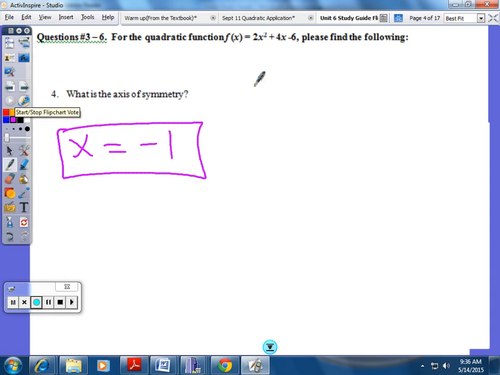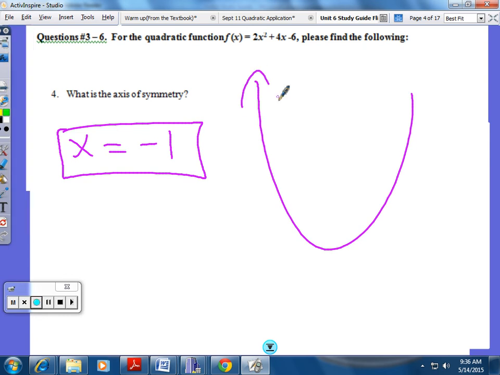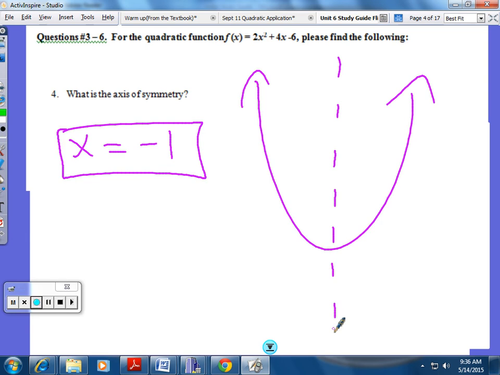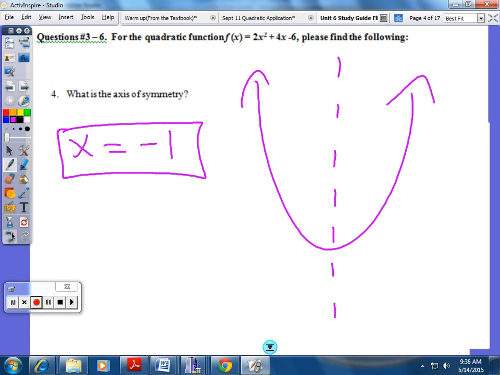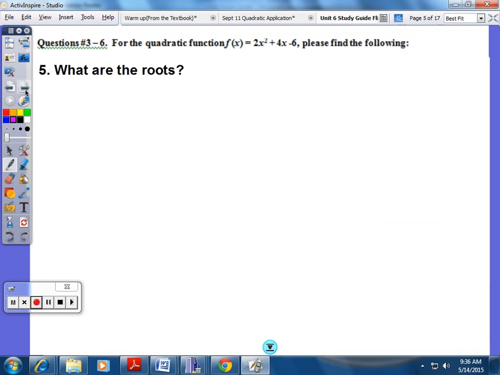The axis of symmetry, by the way, is the line that bisects your parabola, or the graph of a quadratic equation. So anytime you're looking at a parabola, your vertex should take you right to the middle of your parabola. If your axis of symmetry is correct, it should take you right to the middle of your parabola.